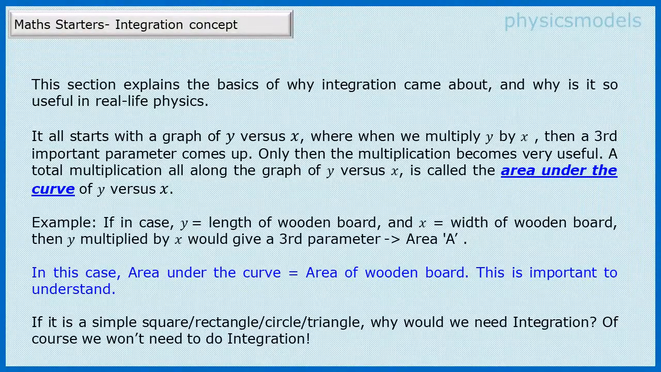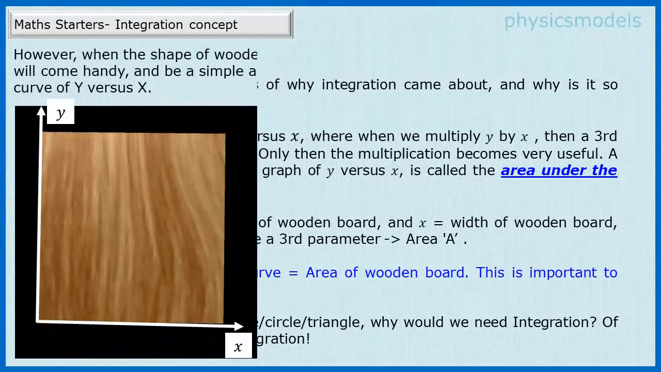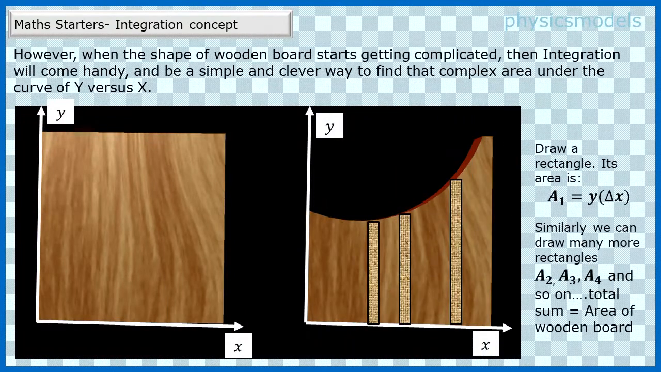If you take a wooden board and multiply the length by the width, we get the area of the wooden board. Let's look at the wooden board. On the left hand side, we have a simple rectangular wooden board on a graph of y versus x. It's a straight line graph. You take the height of the wooden board along y, multiply it by the width along x, and we get the area of the wooden board.